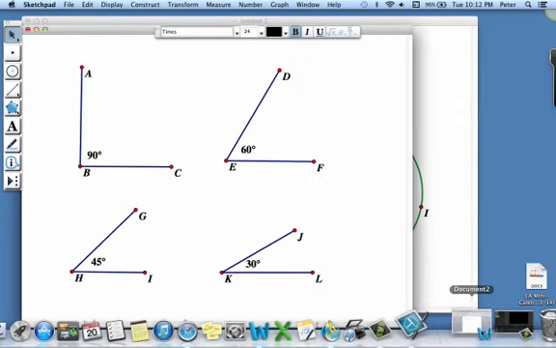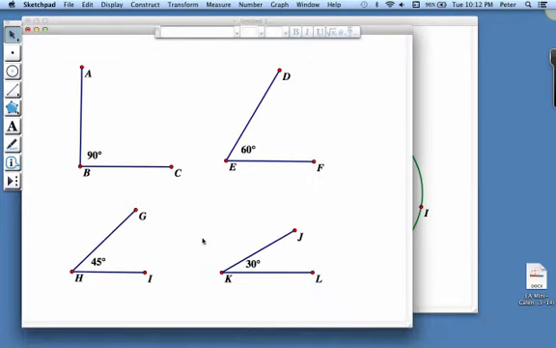There are some angles that we should know just by sight. Angle B, or angle ABC, is a 90-degree angle. We say that it is also called a right angle. Angle E, or angle DEF, is a 60-degree angle. Angle H is a 45-degree angle, so it's half the size of angle B.